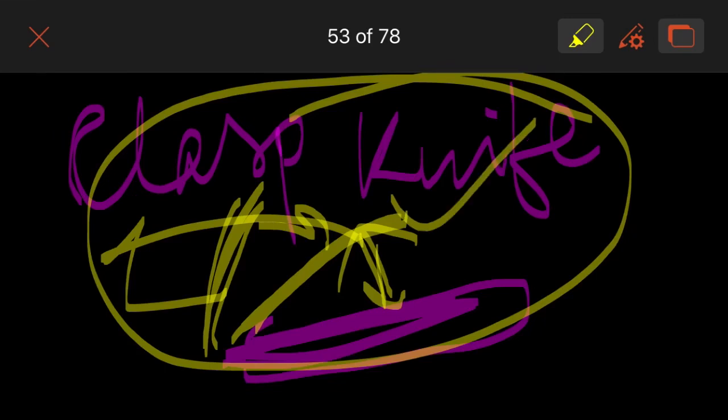That happens in these motor neuron lesions, which we will talk about in the next class. Okay, just remember it is called clasp knife rigidity. Okay.